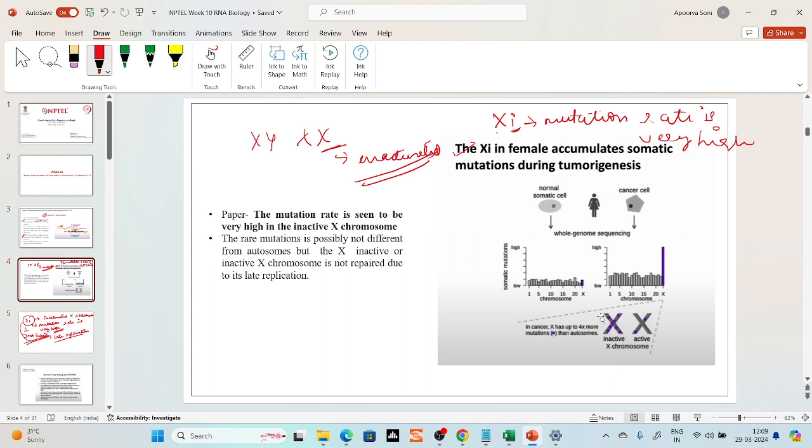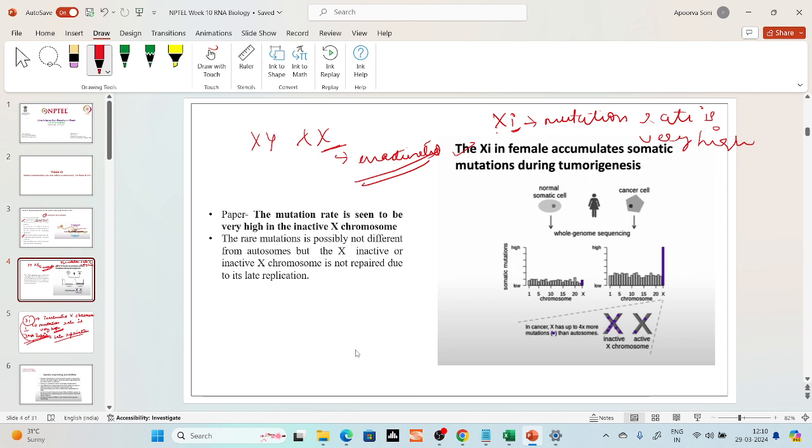So mutations in the inactive X chromosome in cancer cells are the highest, but these mutations cannot be repaired. Because it is an inactive chromosome, its replication occurs very late. That is why these mutations are not repaired, but they do not have much deleterious effect because this X chromosome is already inactive and not expressing.